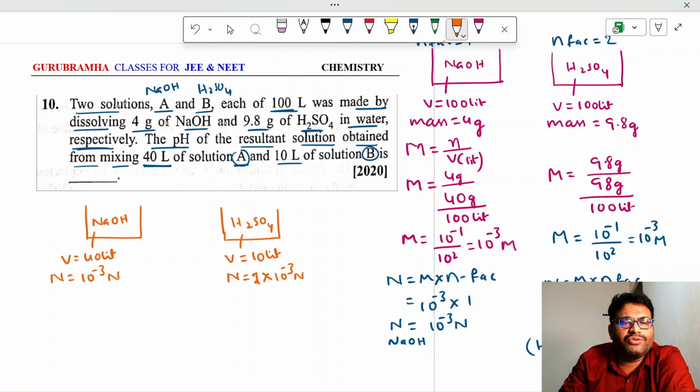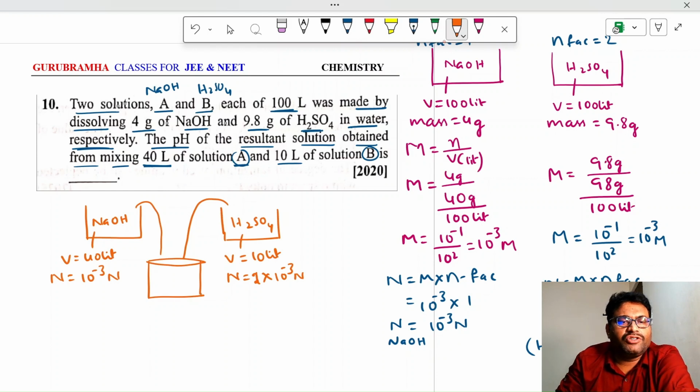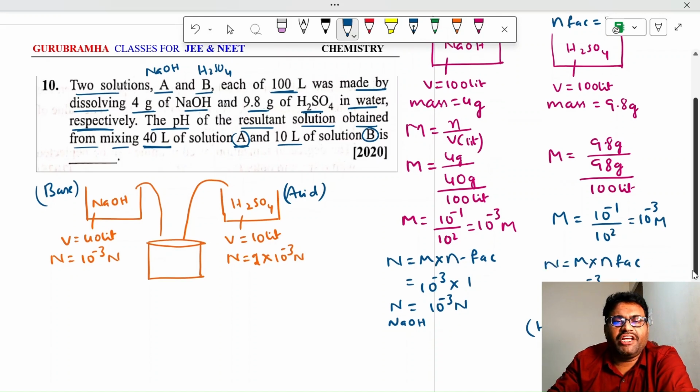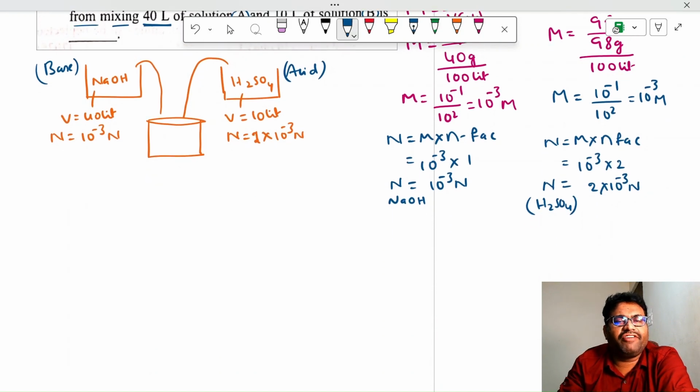Now what is he doing? He is mixing these two. So this is base, and this is acid. When they are mixed, a reaction happens between acid and base. And we know that one equivalent of acid always reacts with one equivalent of a base. Now what is the reaction here?